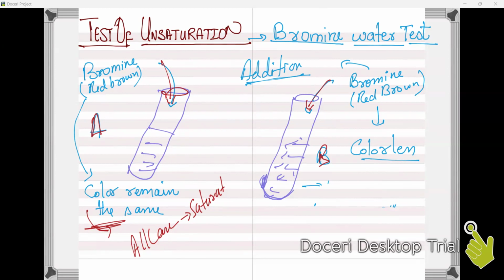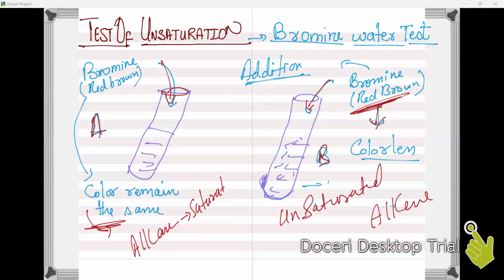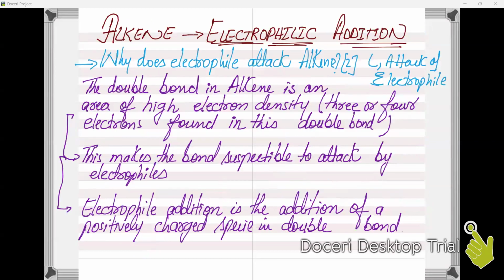So it will not show any reaction with bromine water. As far as alkene is concerned, if bromine reacts, that means it will lose its red-brown color. It will become colorless. In whichever test tube it becomes colorless, that shows the presence of an unsaturated compound, and here in this case that unsaturated compound can be alkene. So this is what we call the test of unsaturation, that comes very often.